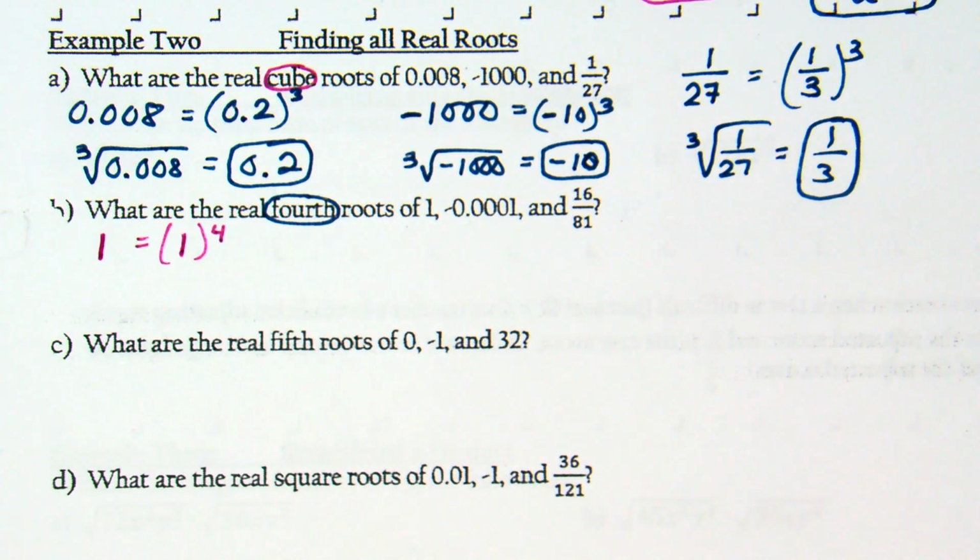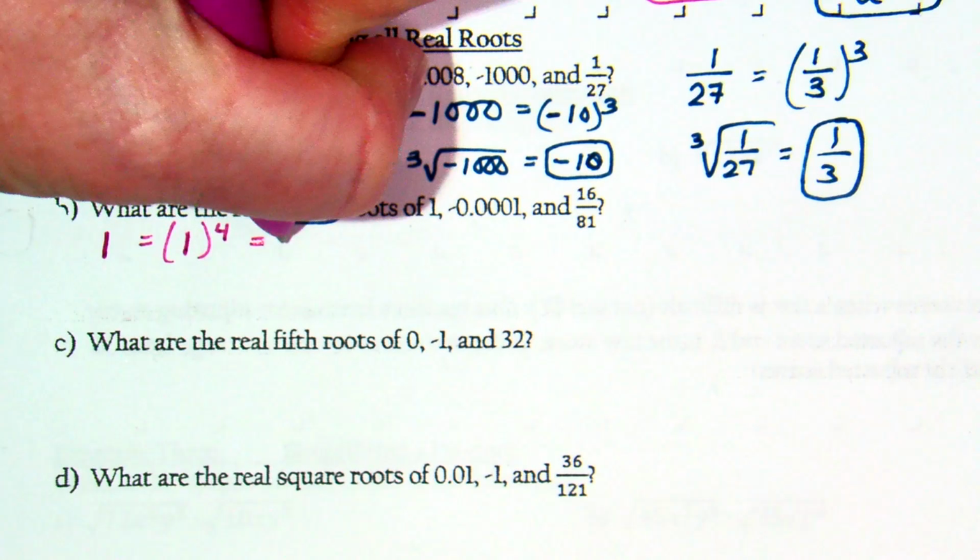Negative 1 times negative 1 is positive 1. Times another negative 1 is negative 1. Times another negative 1 is positive 1. What happens when you multiply 4 negatives? It's also a positive. So not only is 1 to the 4th 1, but negative 1 to the 4th is 1.